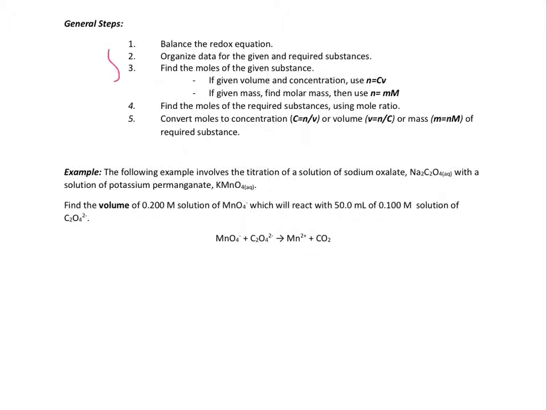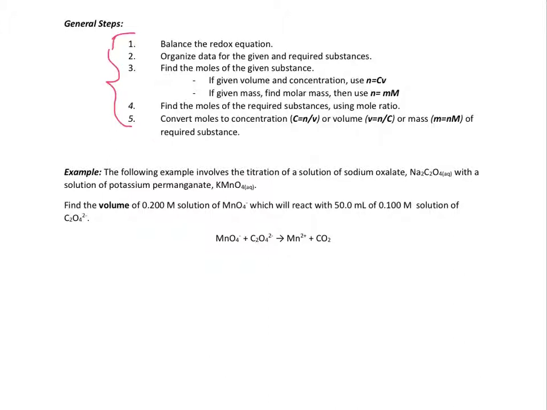The general steps that are involved in a redox stoichiometry or a redox titration is as follows. 1. Balance the redox equation. Unless otherwise specified, you should balance it in acidic solution. If it doesn't tell you how to balance it, then you should just automatically balance it in acidic solution. 2. Organize the data for what's given and what's required. Write it down and under the species.